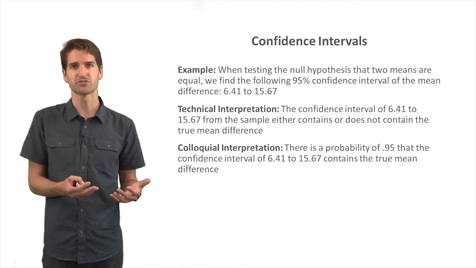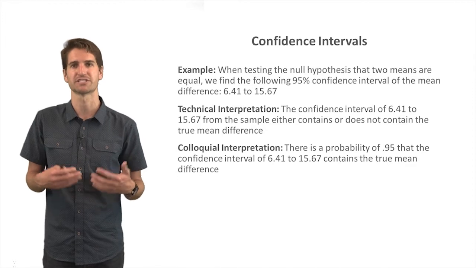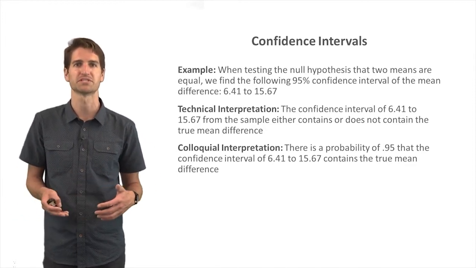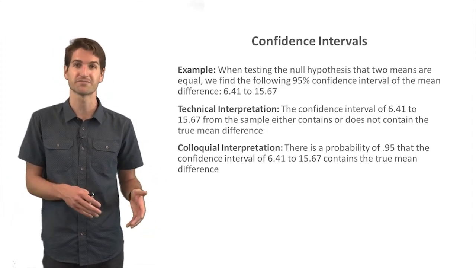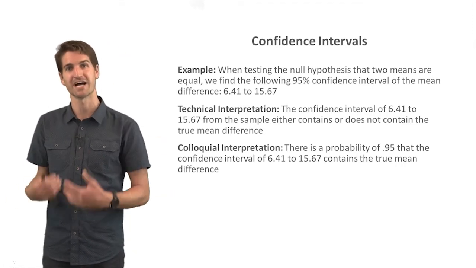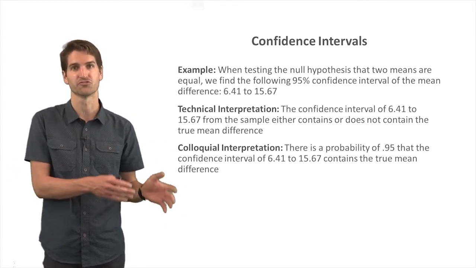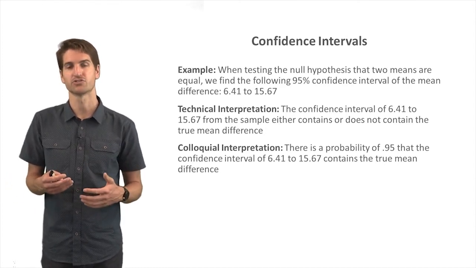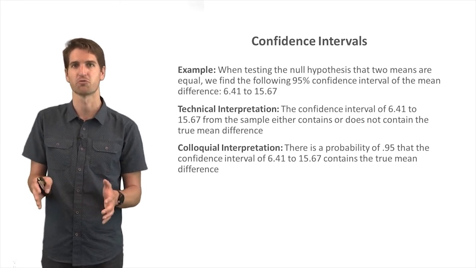Now, we have the technical interpretation of what this means, and this is the interpretation a statistician would give you, and that is that the confidence interval of 6.41 to 15.67 from the sample either contains or does not contain the true mean difference. So it really is just kind of this yes or no binary here. Does contain or does not contain the true mean difference from that population in that interval of 6.41 to 15.67. That's not terribly intuitive or interpretable by itself, but it is important to recognize that's actually what we're saying here.